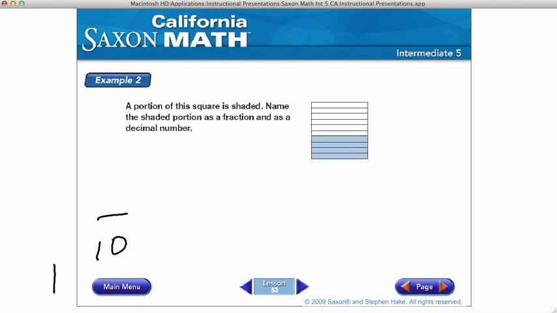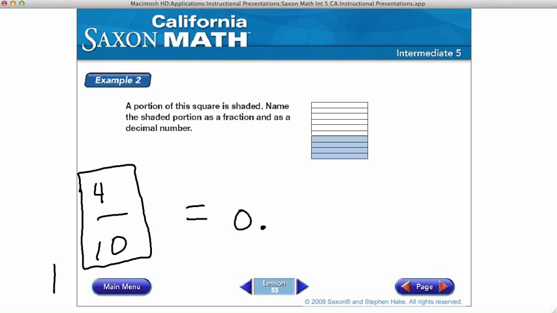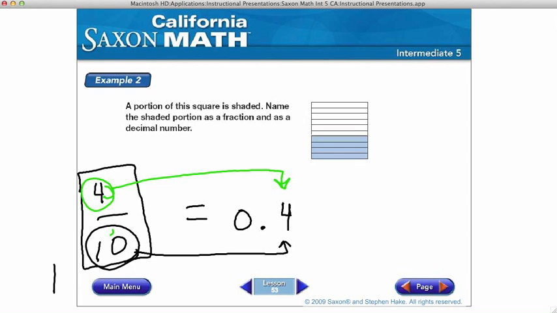Okay, and I see that there are 1, 2, 3, 4 sections that are shaded. So 4/10, I know this is a really bad fraction, sorry about that guys. Okay, 4/10 is shaded. Now 4/10 is equal to 0.4. Again this tenths right here becomes the place that it is. This is at the tenths place, and my numerator becomes my digit in that place.